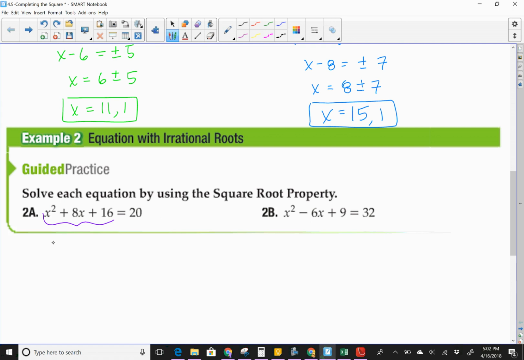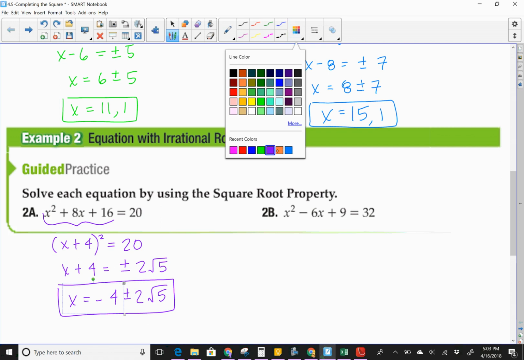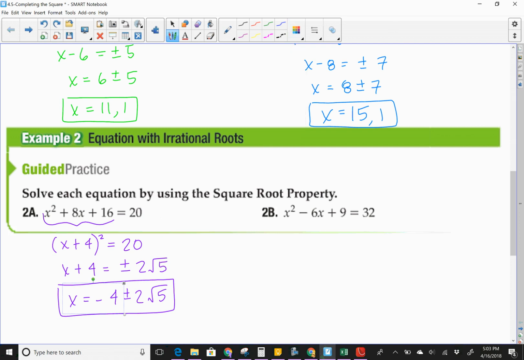So this again is a PST. It's going to give us x plus 4 quantity squared equals 20. We get x plus 4 equals plus or minus the square root of 20, which is 2 square roots of 5. And then when we subtract our 4, we get x equals negative 4 plus or minus 2 square roots of 5. And that, again, if you don't believe me yet, you would still be working the quadratic formula if that's what you were doing.